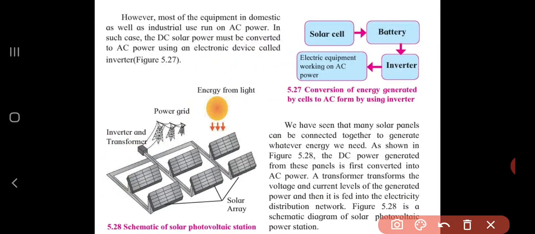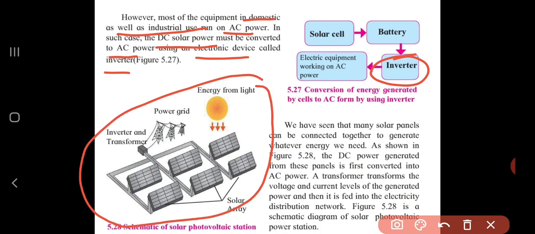Most of the equipment in domestic as well as industrial use runs on AC power. In such cases, the DC solar power must be converted to AC power using an electronic device called an inverter. So we have to convert this DC power into AC through the inverter. These are the solar photovoltaic cells, the array of solar photovoltaic cells, which are connected to the inverter, where this DC is converted to AC, and then it's given to the power grid, and from this power grid it's supplied to different sources.